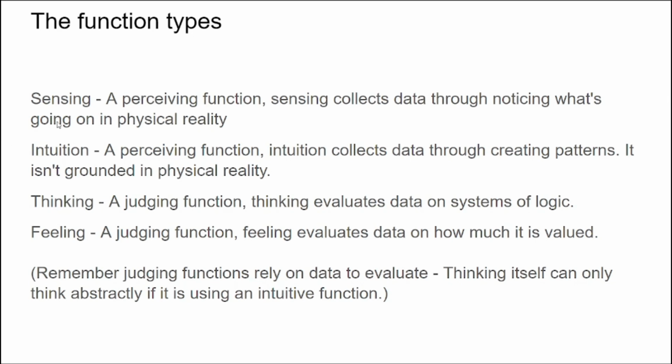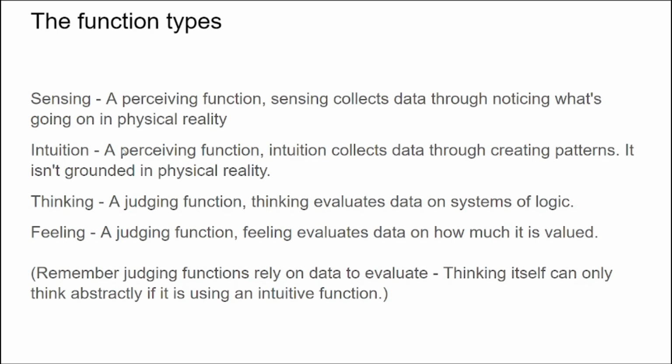Okay, this isn't really the slide I thought it was. The slide I thought it was will come later actually. But sensing is a perceiving function. Sensing collects data through noticing what's going on in a physical reality, right? So if you have sensing, it will usually be grounded in that kind of way. Intuition is a perceiving function. Intuition collects data through creating patterns. It isn't grounded in physical reality, so it can be really abstract. That's the definition I was trying to think of earlier, and that's a pretty good definition actually.